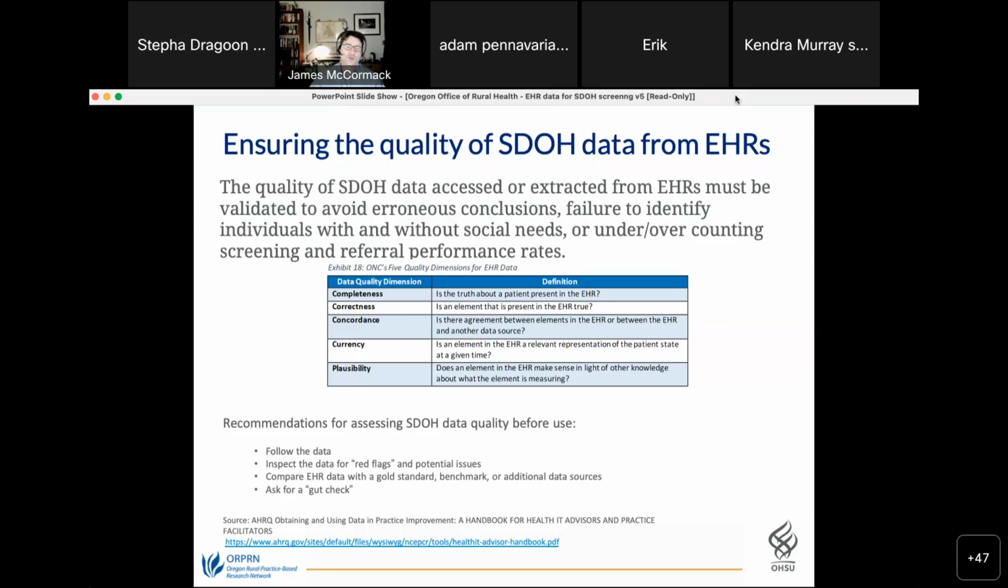Look for red flags, really looking for any of those data quality issues we talked about, and compare with the gold standard. If you are lucky enough to have third-party data, either from the Community Information Exchange or Unite Us, for screening data that you can compare with what's in your EHR, that's a great way of doing it, assuming they're apples to apples.